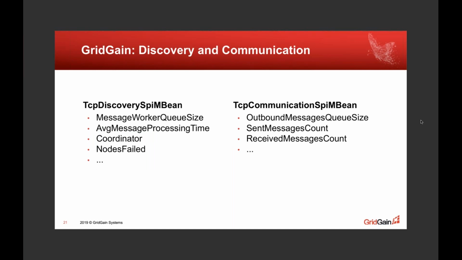In GridGain, there are two kinds of transport: discovery and communication, and this is the basis for the whole system, and you can track it also using the JMX metrics. You can check the queue sizes and average processing times, and see some additional information that can be useful to track the health of your system.